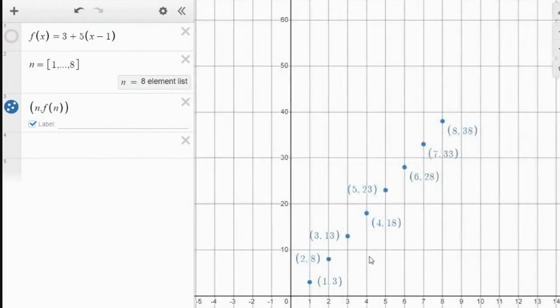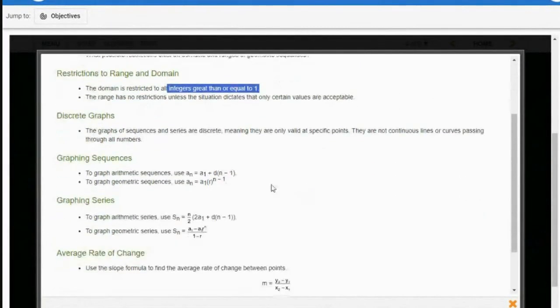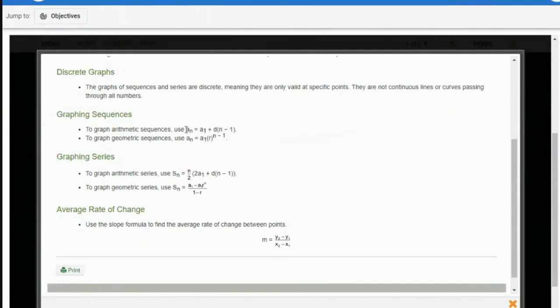Desmos knows that when you graph a sequence like this, you have to start at 1 because we told it we're limited to 1 to 8. Because we know that we're limited starting at 1, we can't have a 0th term. So Desmos just graphs what we tell it. All right. The graphs are discrete, meaning they're not connected. They're not continuous because it's only valid at specific points. There's the formulas for graphing sequences, graphing series, and the average rate of change formula.